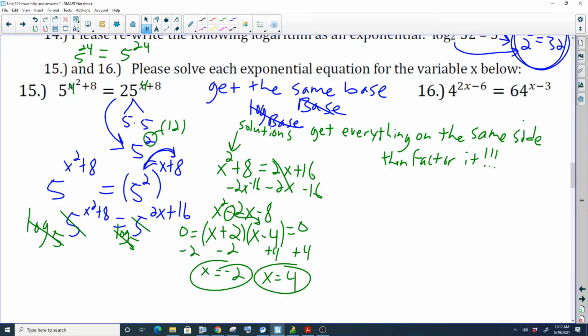So 4 works. You can put a negative 2 in as well, and negative 2 squared is a positive 4, and 4 plus 8 is 12. And then over here, put a negative 2, and you get 8 minus 2 is 6. Well, 25 to the 6 is the same as 5 squared to the 6, which is 2 times 6 is 12. They work. Cool.